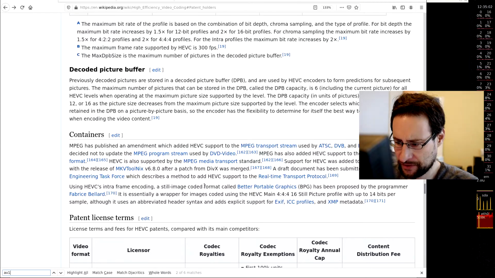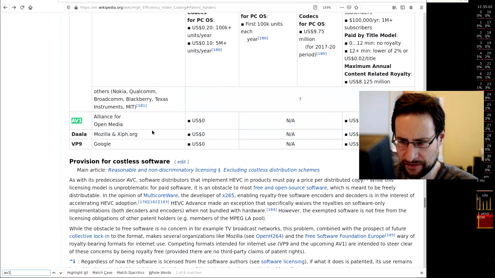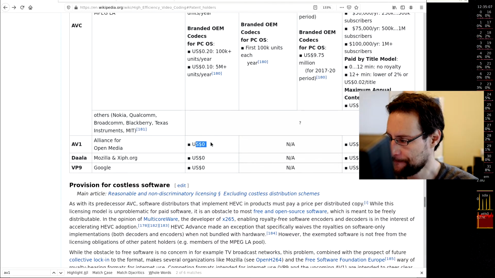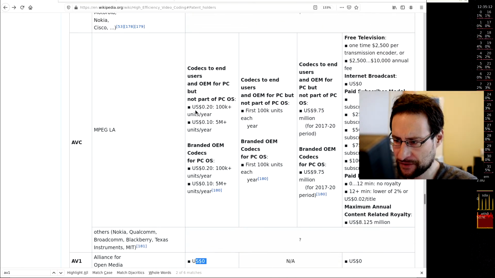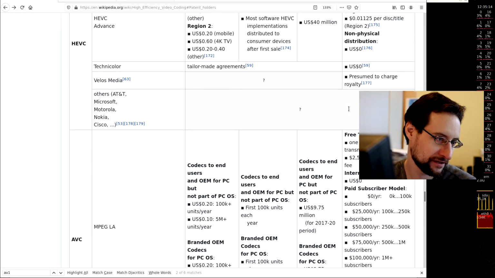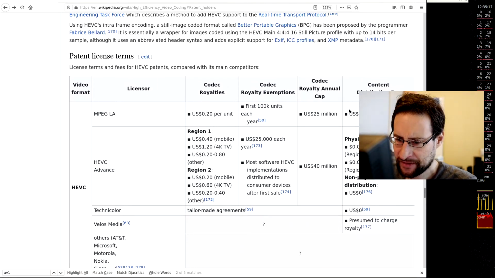What is here? Codec royalties. Since when does it have zero? Did I somehow misread this as 10? So the others have, of course, codec royalties, like, you had me at codec royalties.